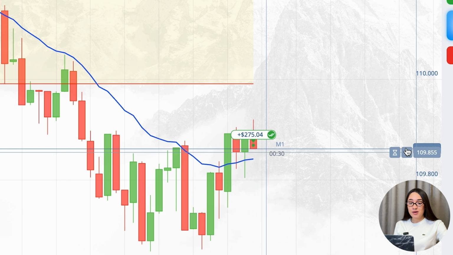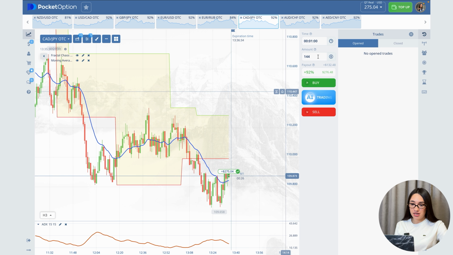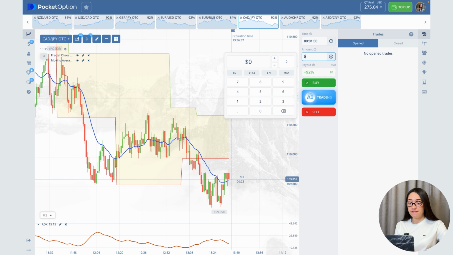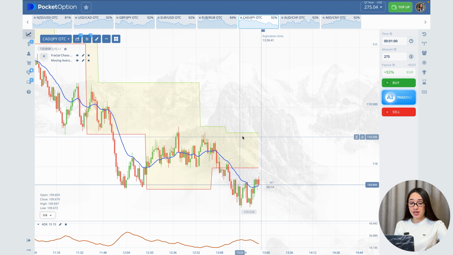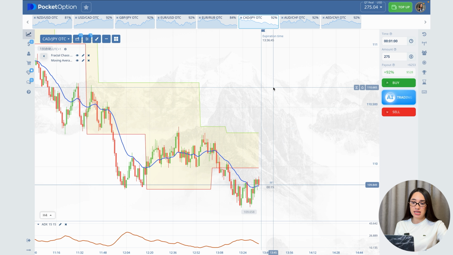And the deal is closed in plus, guys. Great. Right at the last seconds, there was an exit and the position was fixed in plus. So let's continue trading. And for the maximum balance amount, we are going to open a deal and find the next entry point here.